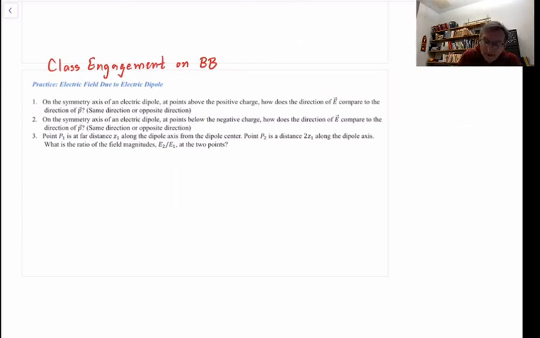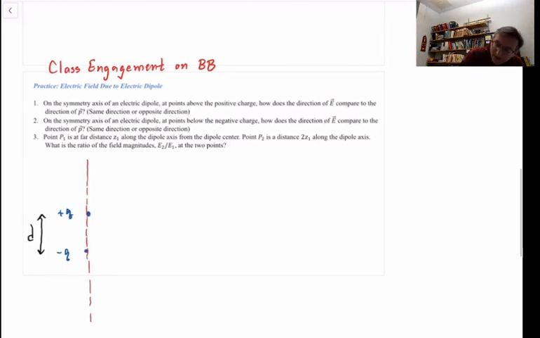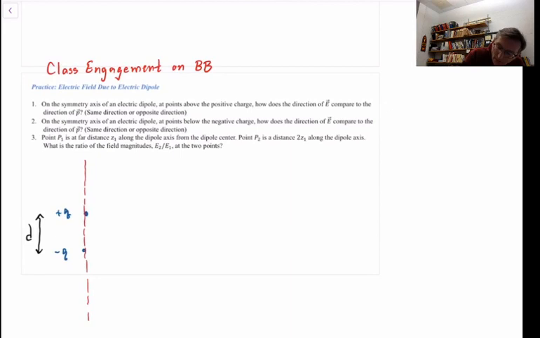Okay, so this practice is all about the electric dipole and looking at the electric field on the symmetry axis. So again, let's be clear what we mean. I'll draw it like this. Plus Q separated from minus Q by a distance d. I'll draw the distance over here to the side. And the symmetry axis is the line that goes straight through them like that. And I will go back to calling this the z-axis, okay? So when it says on the symmetry axis of the dipole, we mean on that red dashed line.